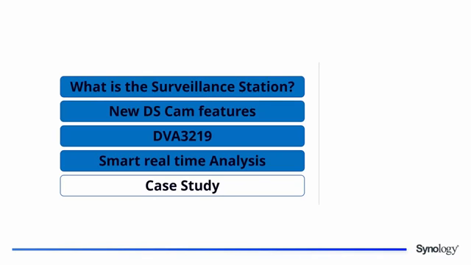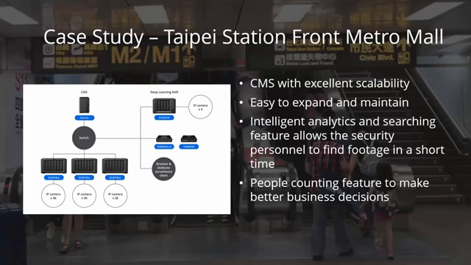In the last section I want to show you a case study from one of our customers who deployed the DVA3219. The case study I'm going to show today is the Taipei Station Front Metro Mall. The company was founded in 2004 in the heart of Taipei City, which is one of the most traveled paths in Taipei main station. It has 52 stores, 6 halls, and 50 smaller booths. It hosts all kinds of charity and business activities, providing an excellent space for recreation and shopping.